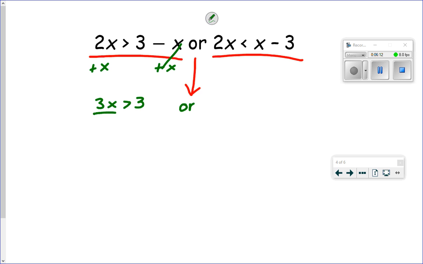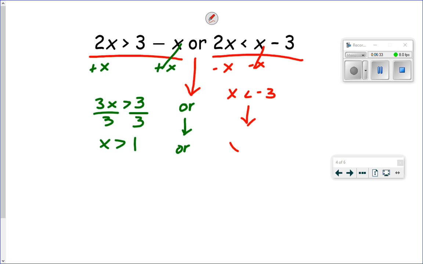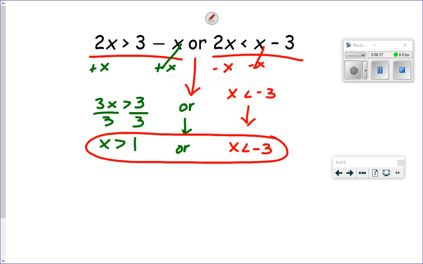And then I need to divide by 3. 3 divided by 3 is 1. Bring down the word or. And then for this one, I'm going to subtract x from both sides. 2x minus x is x. And then I'm just left with x is less than negative 3. I'm going to go ahead and bring that down so it's kind of lined up with my other answer. But that is my solution.